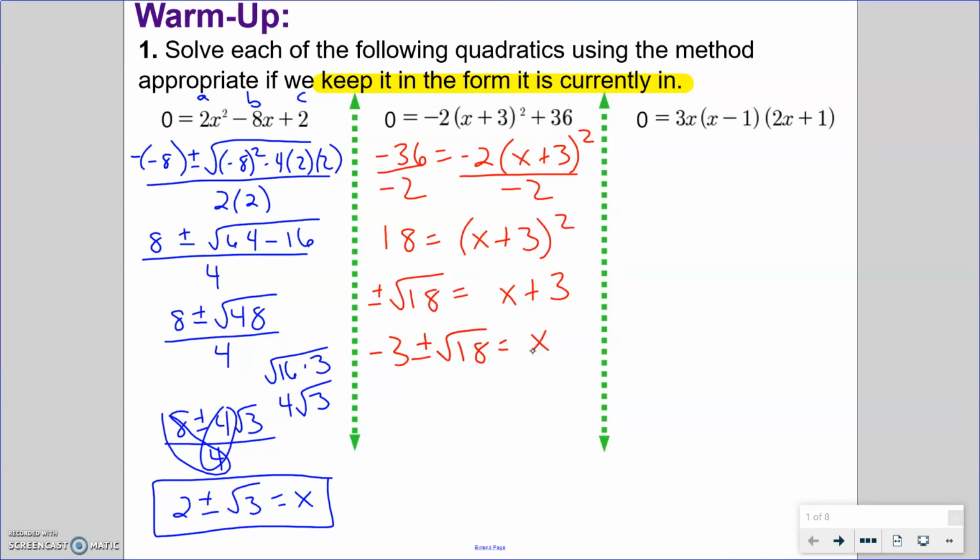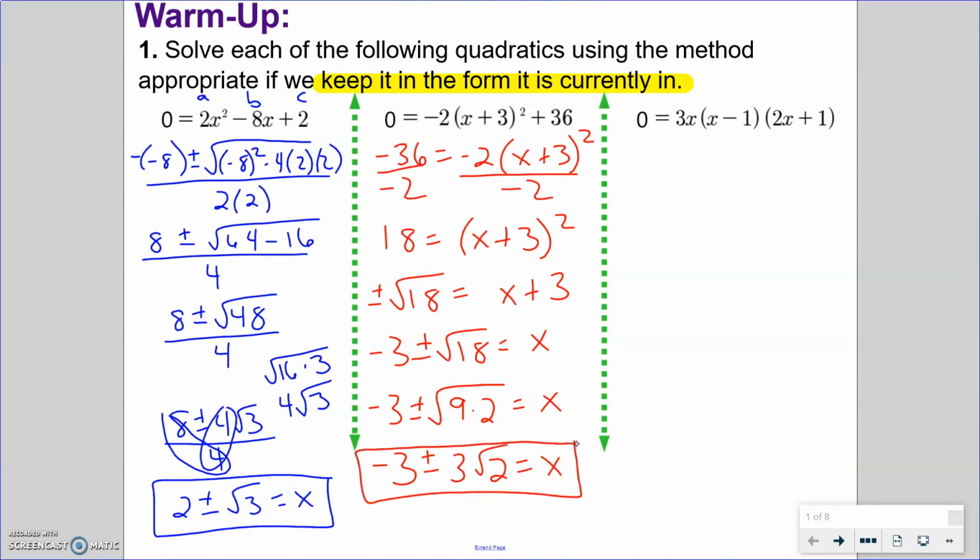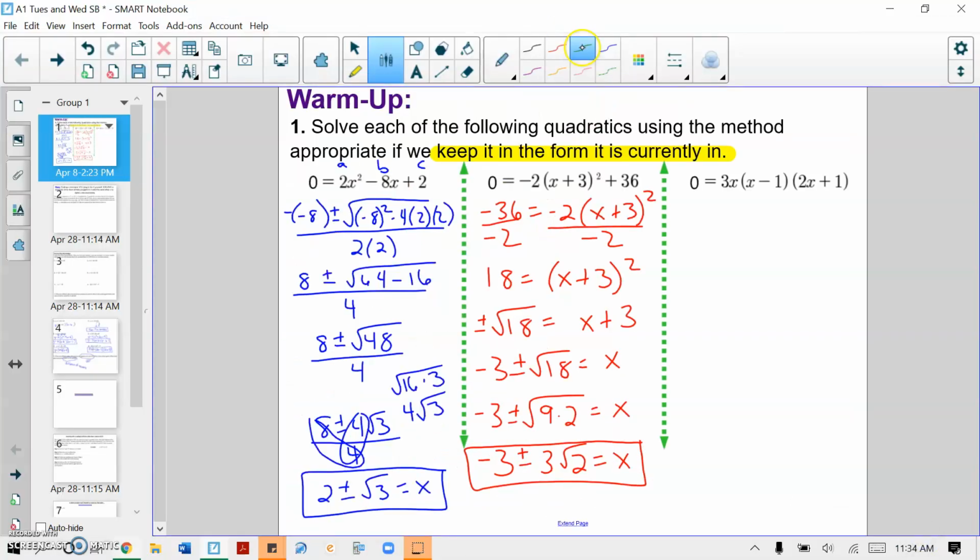But I need to check to see if square root of 18 reduces. And actually, I know off the top of my head that that does for sure divide by 9. So I'm going to turn this into 9 times 2. So my final answer is negative 3 plus or minus 3 root 2. Notice how each time I'm getting 2 answers. Okay, that's important.